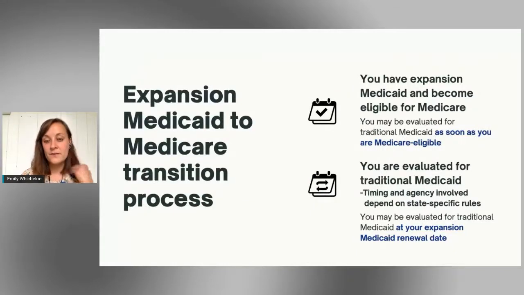Here's a general overview of how the transition process works. First, you have expansion Medicaid, and you become eligible for Medicare. You may then be evaluated for traditional Medicaid as soon as you are Medicare eligible. Next, you are evaluated for traditional Medicaid. The timing and agency involved depend on state-specific rules. For example, you may be evaluated for traditional Medicaid at your expansion Medicaid renewal date.